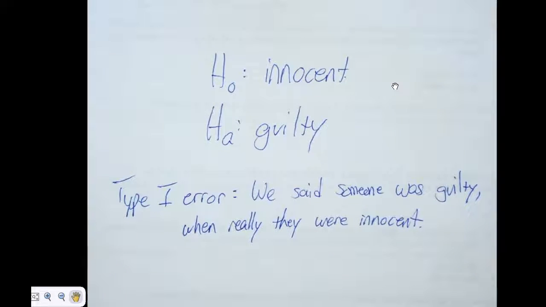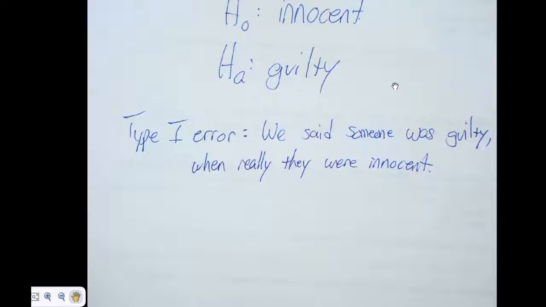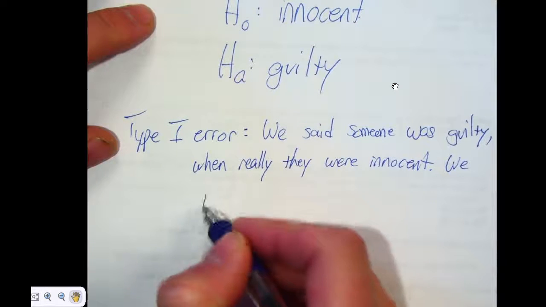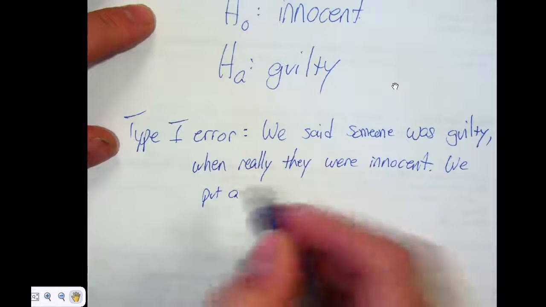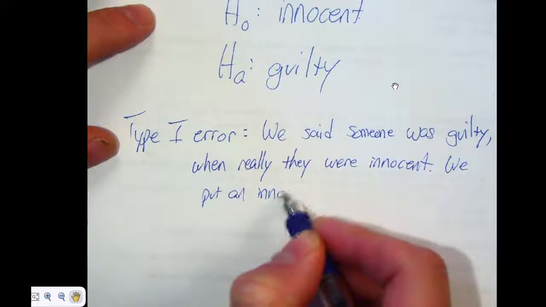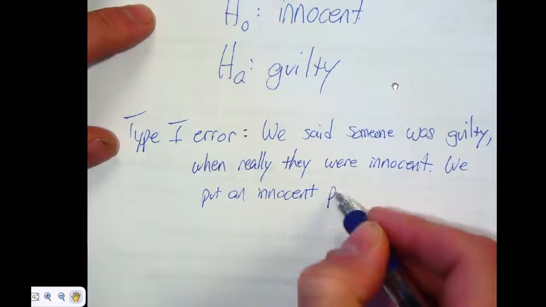And then the consequences of that, you just have to say what does that mean in a real life situation? So that would be, we put a guilty person in jail. Or sorry, we put an innocent person in jail. Guilty people, I guess, too.